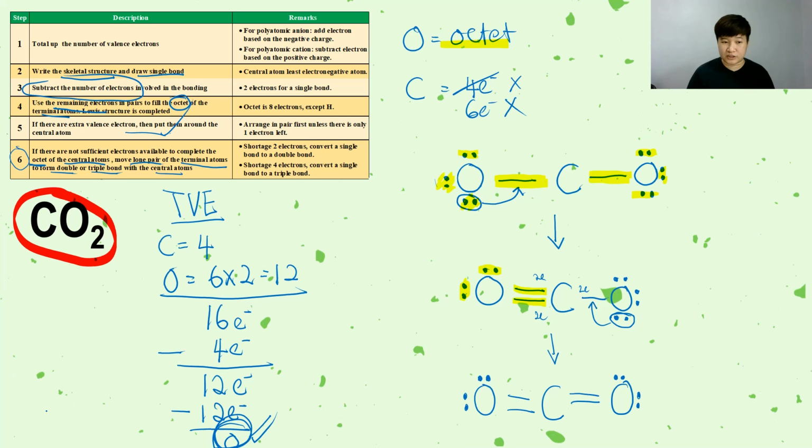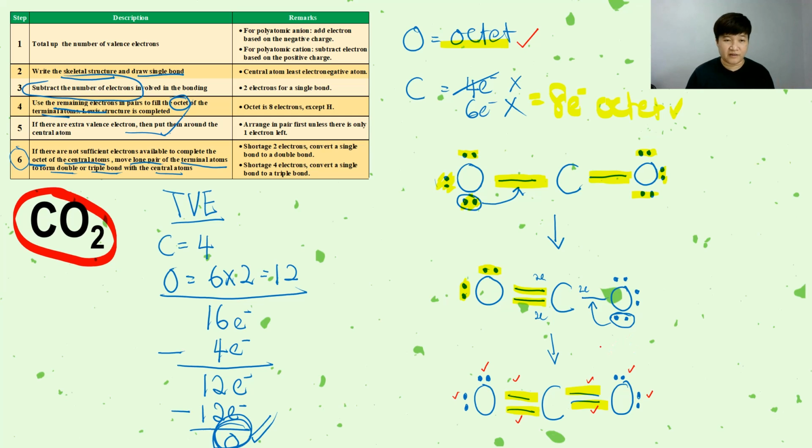And for this structure, your carbon right now is already octet because you have 2, 4, 6, 8. So your carbon right now having 8 electrons and your carbon achieve octet. Make sense? And the most important here, your oxygen remain octet. Both of the oxygen remain octet because you have 2, 4, 6, 8. 2, 4, 6, 8 remain octet.